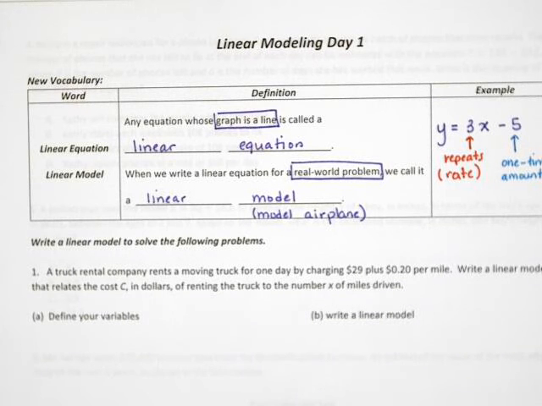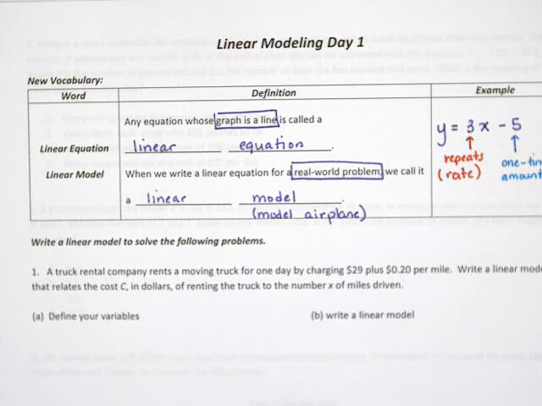When we write linear models, there's always going to be two steps to our process. The first step is going to be to define our variables. So tell me what the letters in your equation stand for in the real world. And the second step is going to be to actually write the equation that has those letters in it. For today, we're simply going to work on writing these equations based on a story problem. So let's read this together.